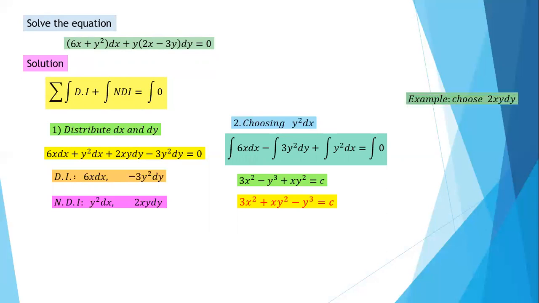So for example, if you want to choose 2xy dy, then if we integrate 2xy dy holding 2x as constant, then still we have 2x times y squared over 2, or xy squared plus c.